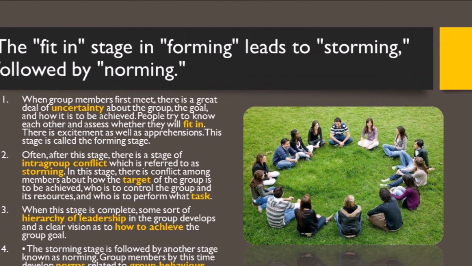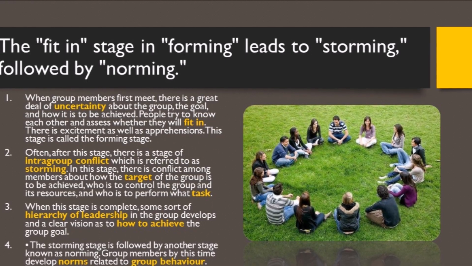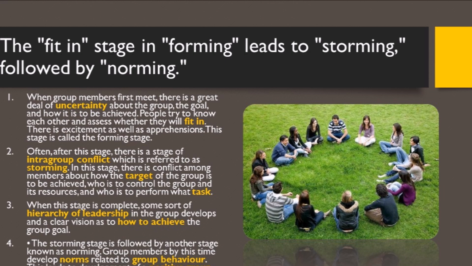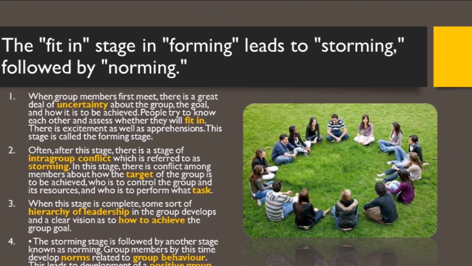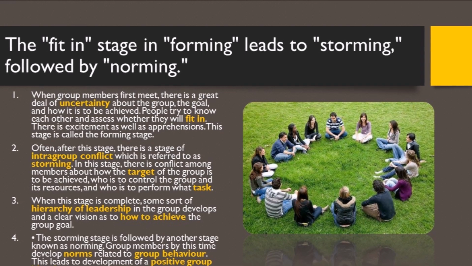1. Forming. When a group first forms, there's a lot of uncertainty. Members are figuring out the group's goals and their own roles within it. Excitement and apprehension mix as everyone tries to understand how they fit in. This stage is known as forming.